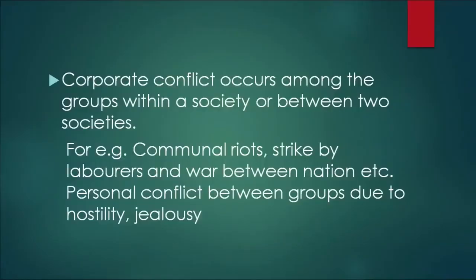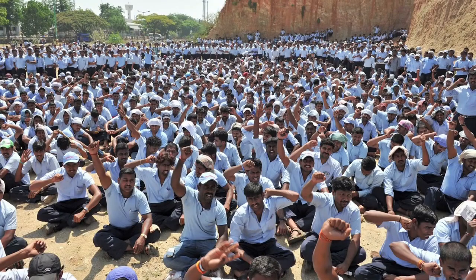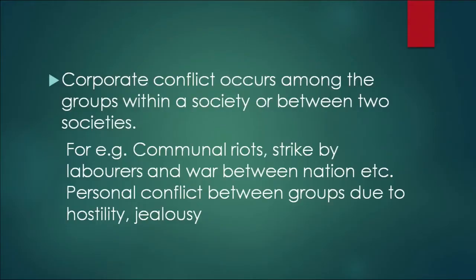What is corporate conflict? Corporate conflict occurs among the groups within a society or between two societies. As I told you, there are two groups in a village, so we can say that is called corporate conflict. Similarly, a strike by laborers and war between nations, etc., can be corporate conflict. Whereas personal conflict is between individuals due to hostility or jealousy. And conflict can also be temporary or perpetual.